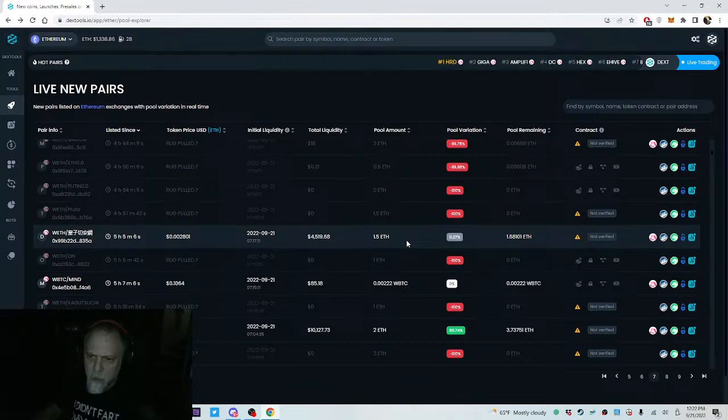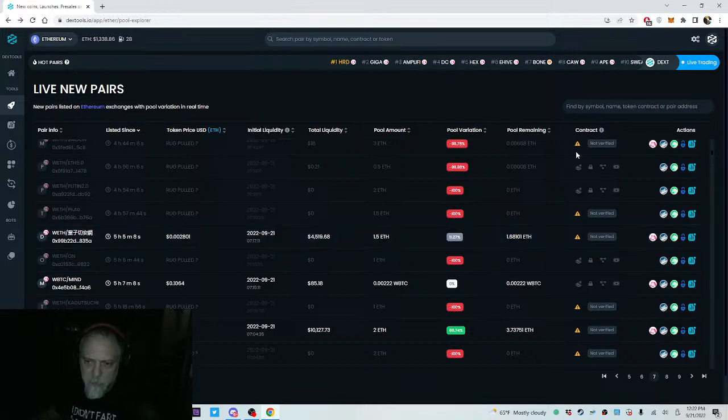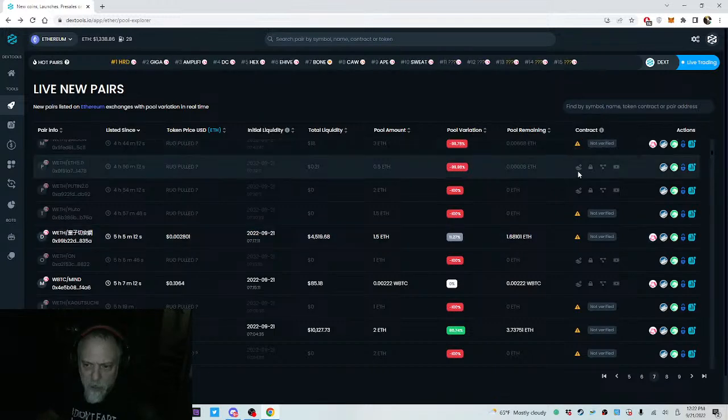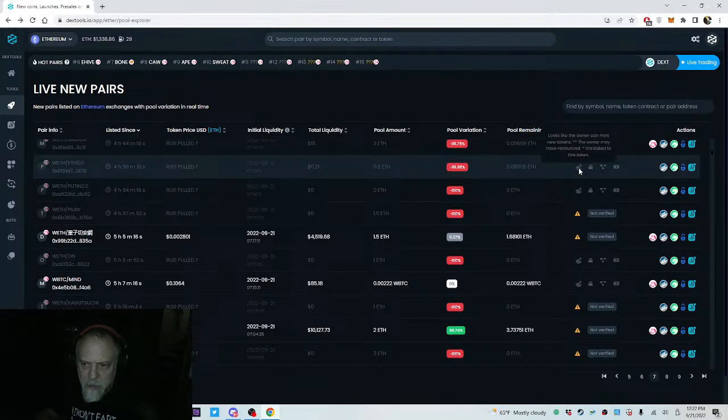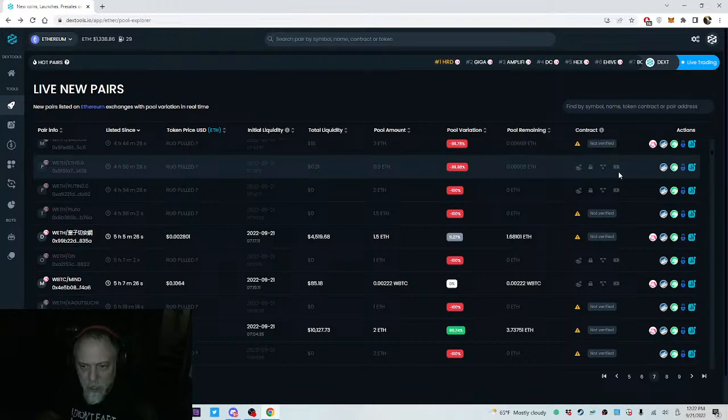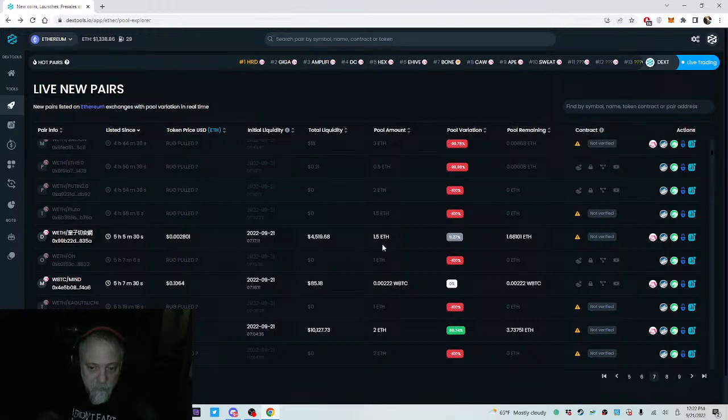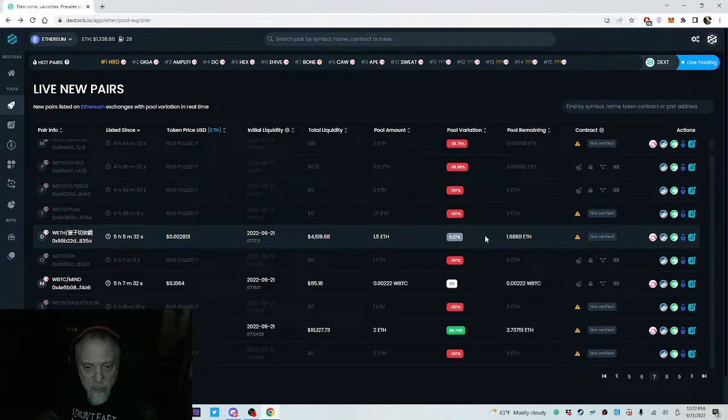Now, with the contract information over here, it really doesn't matter if it's not verified or it is, that they can mint new tokens. Oh, okay, so this is the owner may have renounced. So a renounced contract means they can't change the contract, but it doesn't mean that it's locked. So there's so many things that you can read just off of the live new pair.